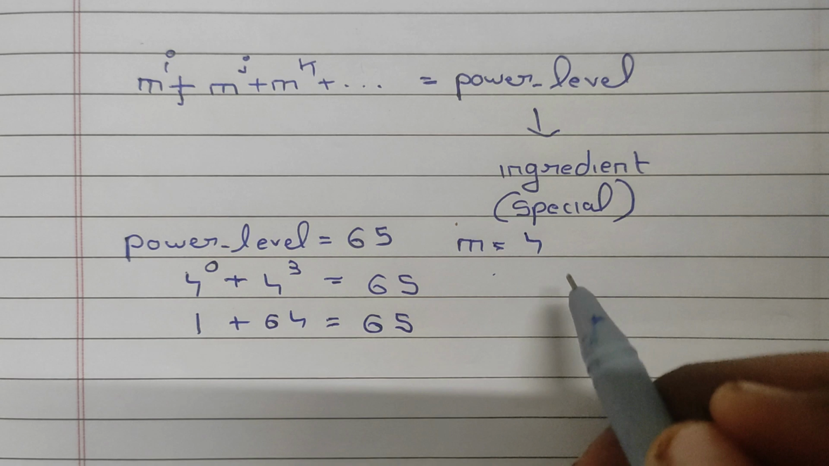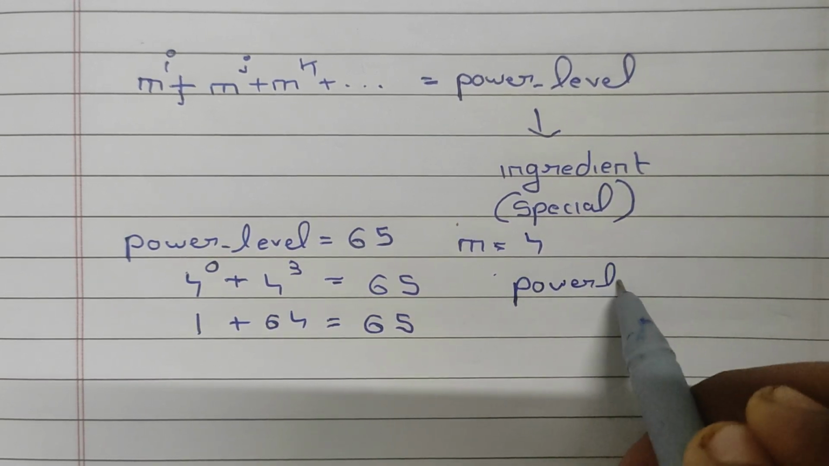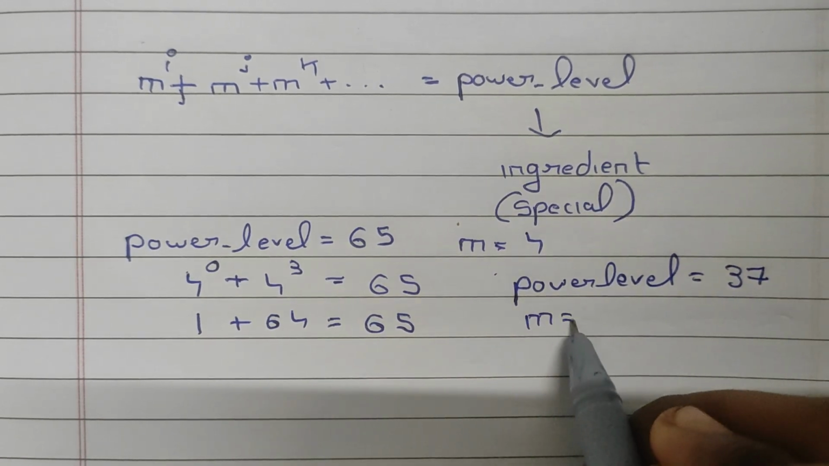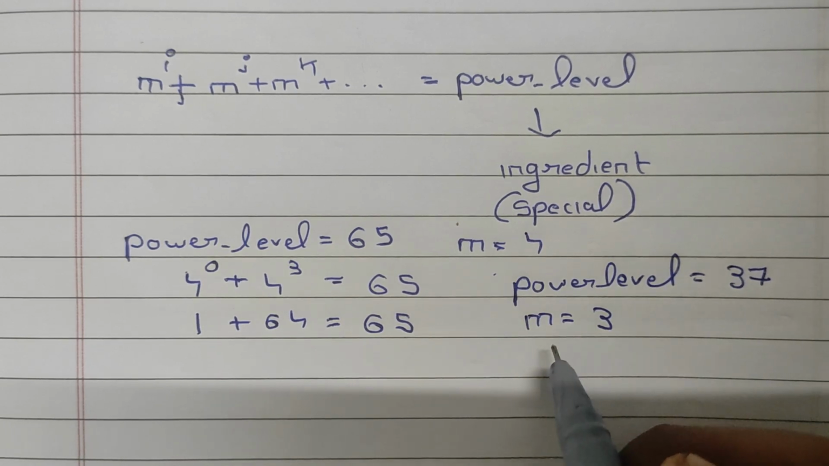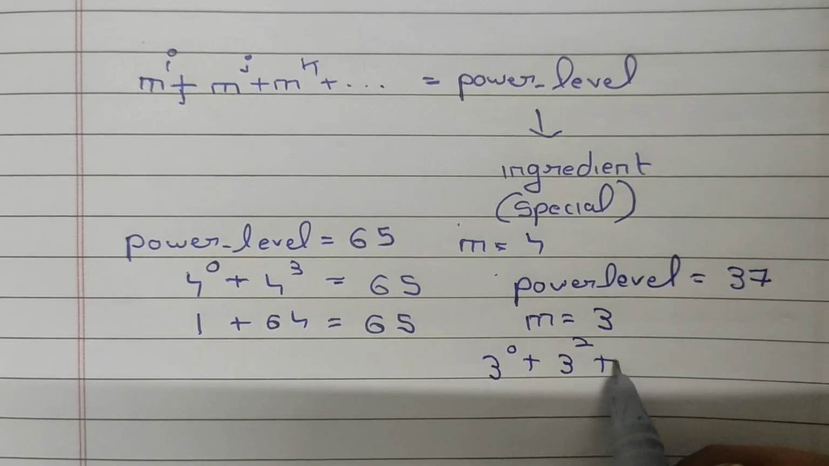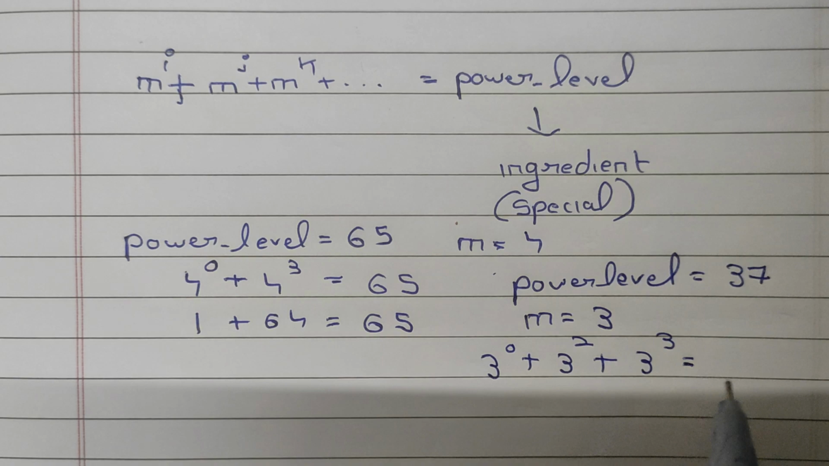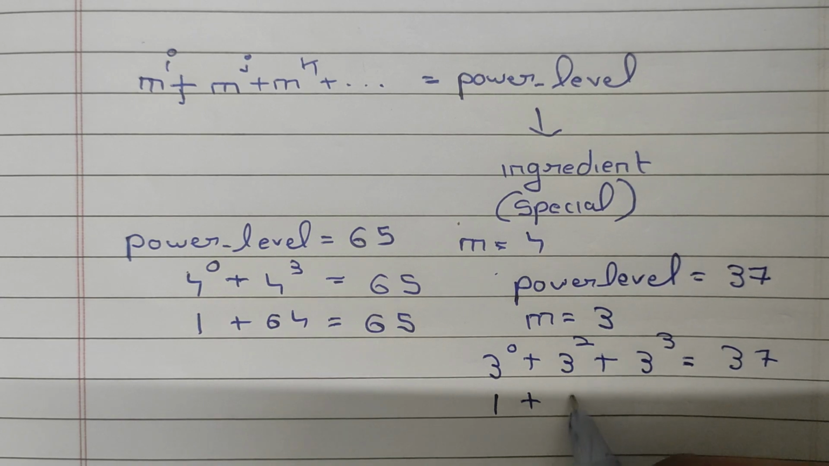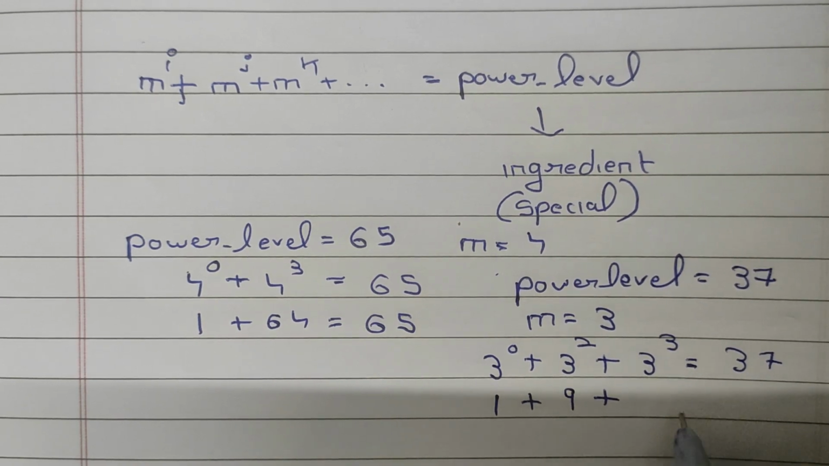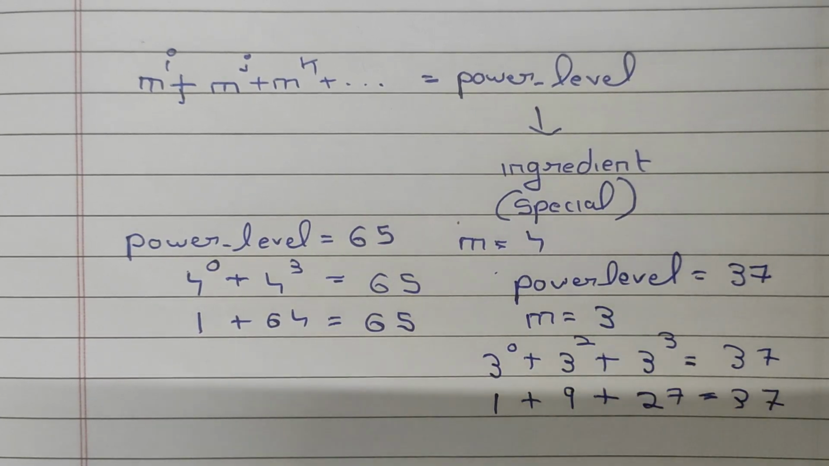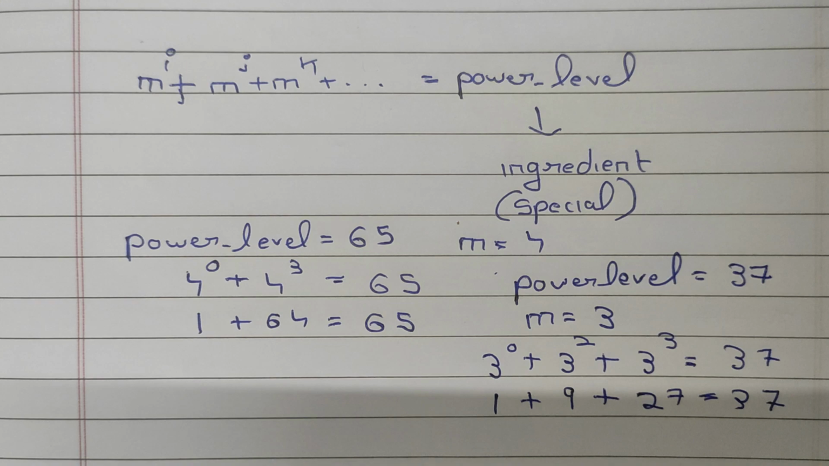Another example is, suppose the power level is equal to 37 and m is equal to 3. We can express 37 as 3 raised to 0 plus 3 raised to 2 plus 3 raised to 3, where 3 raised to 0 is equal to 1, 3 raised to 2 is equal to 9, and 3 raised to 3 is equal to 27. The sum of all these is equal to 37. So the ingredient which has this particular power level is also special, right?